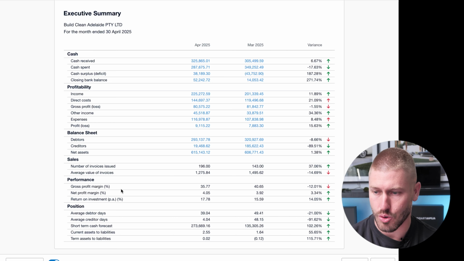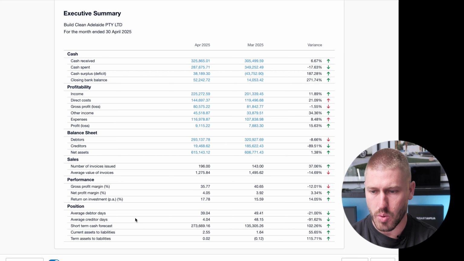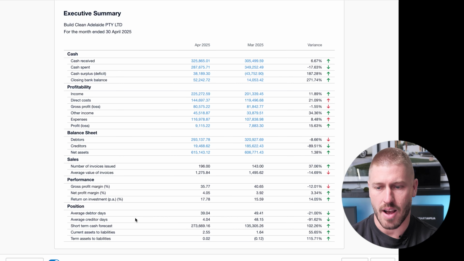If we move down to return on investment, I don't tend to look at return on investment here as well. It has no real relation to us making operational changes based on our numbers. And then our position. There's only a couple points here that I really look at in our position, and this is our average number of debtor days. Now we could see that going back up to the top, the closing bank balances are really quite low, and also the average debtor days are really quite high.